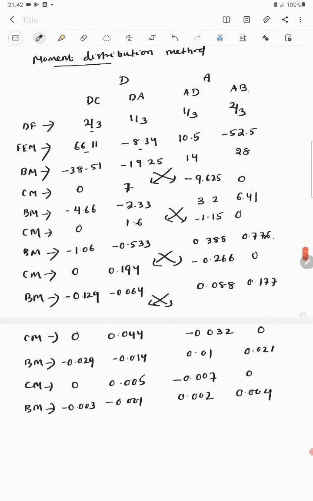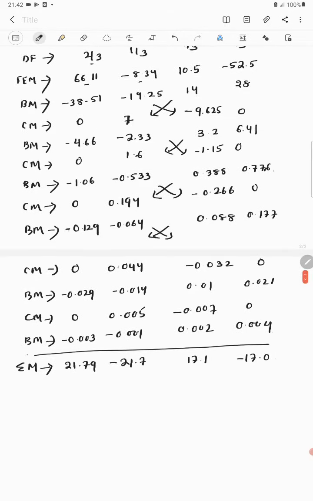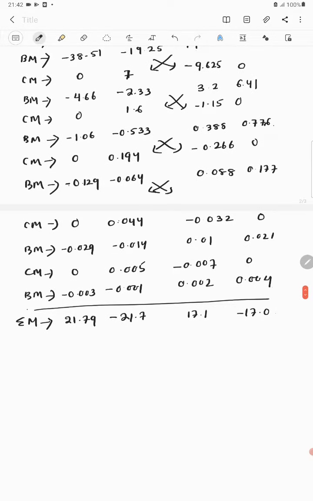So let's stop here. What is the total fixed end moment for this? This is 21.79. This is minus 21.7. This is 17.1. This is minus 17.0. So our calculation is okay. This is equal to this. This is equal to this.